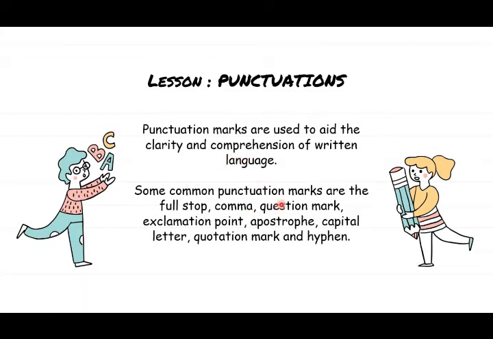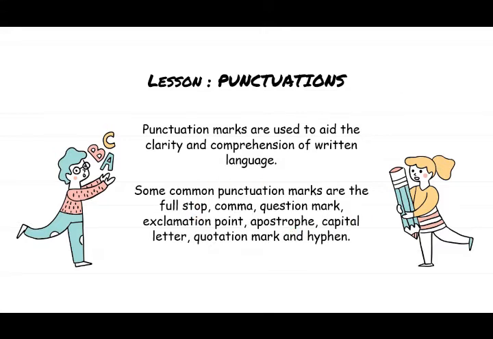Okay, some common punctuation marks. Beberapa tanda baca yang common ni, maksudnya yang biasa kita jumpa, the full stop, comma, question mark, exclamation point, apostrophe, capital letter, quotation mark, and hyphen. Okay, ini adalah contoh yang biasa kita jumpa. Dia ada banyak. Okay, tapi ini yang biasa kita jumpa dalam penulisan kita.